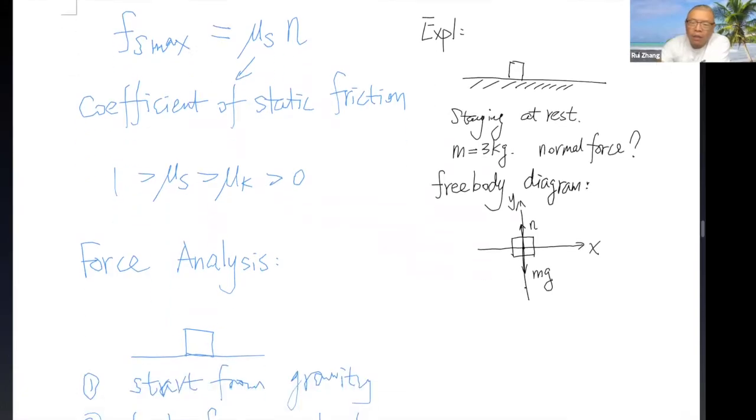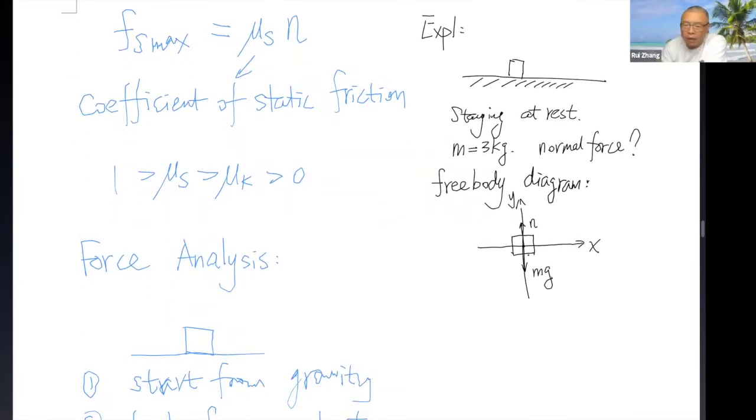The next step is, based on this free body diagram and the two axes you have, write Newton's law. Remember, Newton's law is this, okay? Force equals ma. And because normally we have more than one force, it's sometimes convenient to write this: the sum of all the forces equals mass times acceleration.